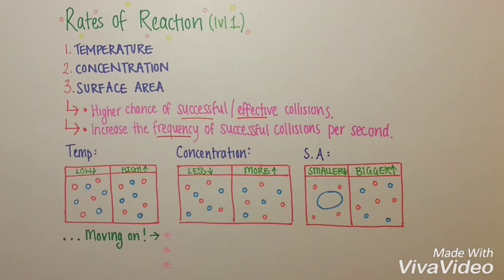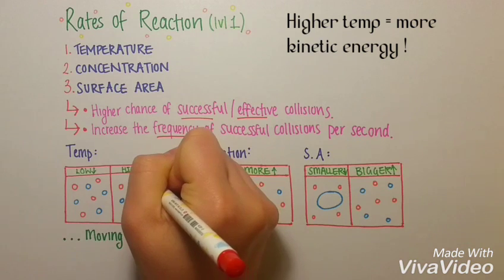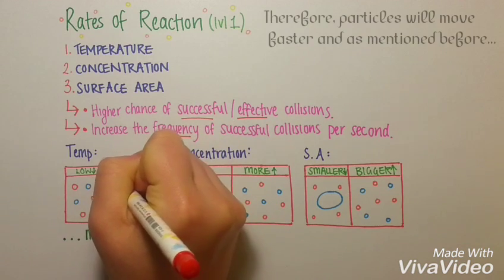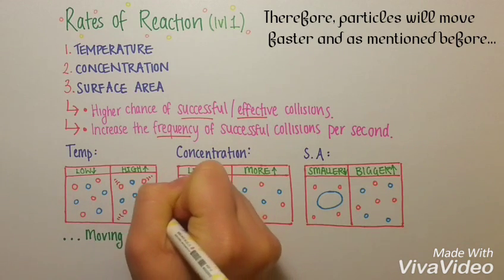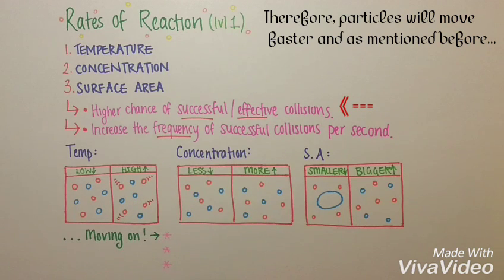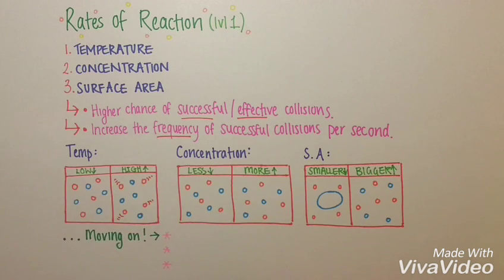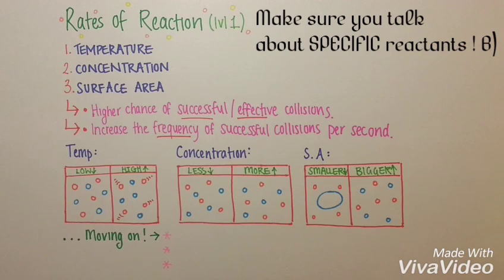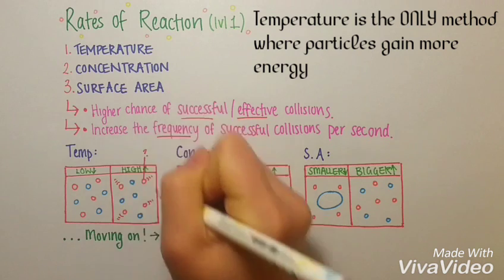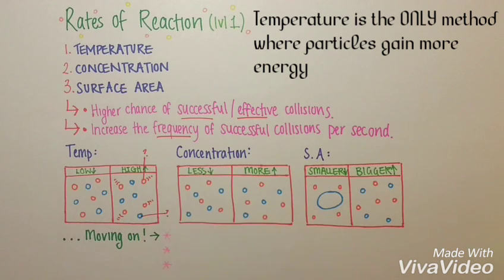Starting with temperature, the higher the temperature, the more kinetic energy the particles will gain. Therefore, the particles will move faster and, as I mentioned earlier, result in a greater chance of successful collisions occurring more frequently. In the exam, you will need to talk about the specific reactants given, like the name of the acid. Temperature is the only method where the particles gain more energy.